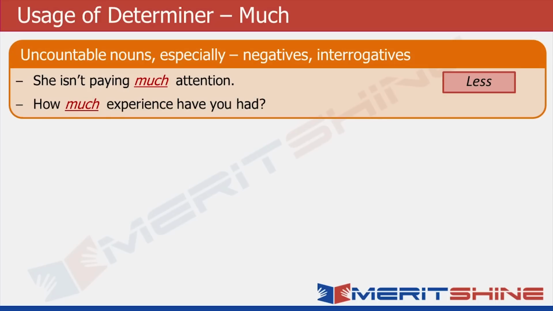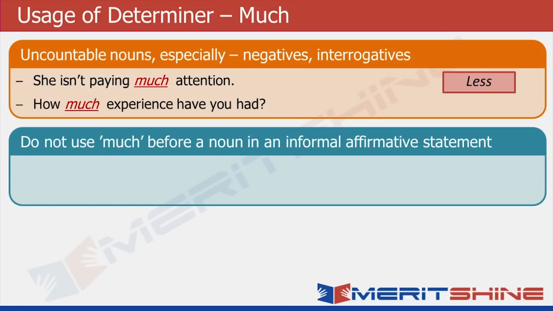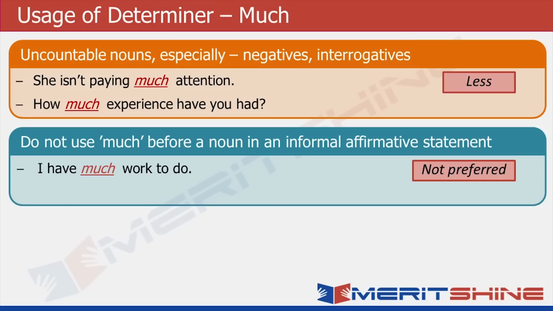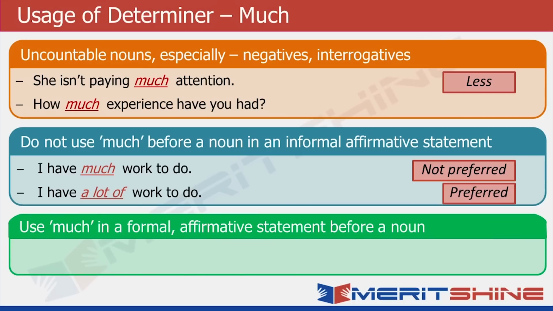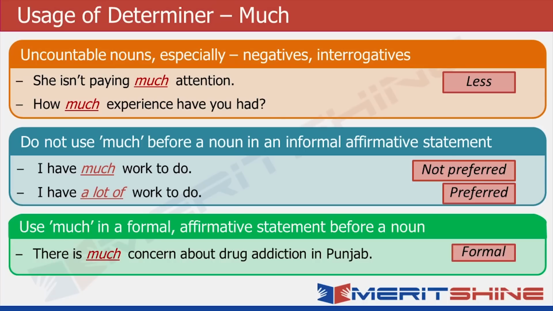In general, it is preferred to use a lot of or lots of in place of much before a noun in an informal affirmative statement. Thus, instead of saying I have much work to do, the preferred sentence would be I have a lot of work to do. But in a formal and affirmative sentence, much can be used. There is much concern about drug addiction in Punjab.